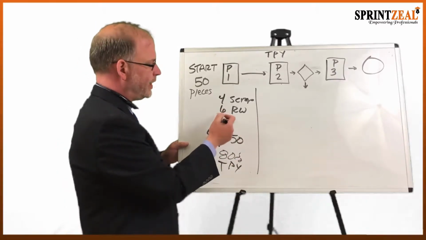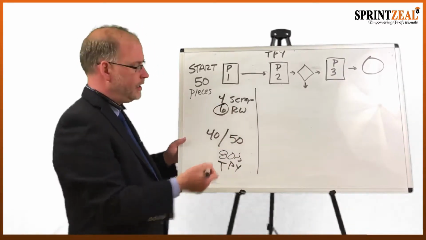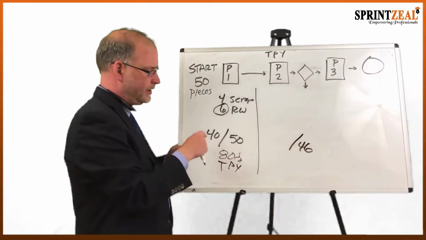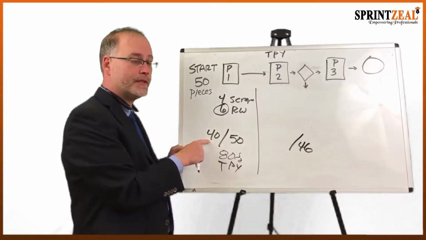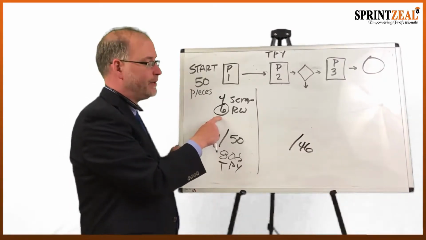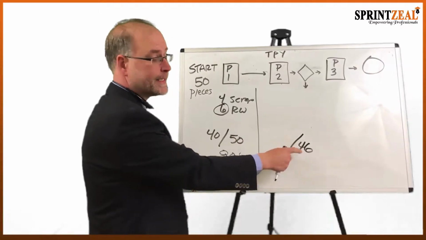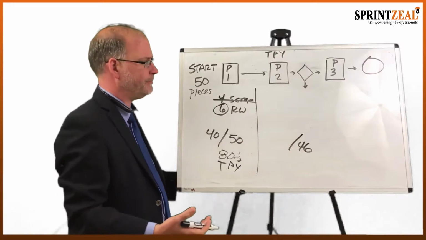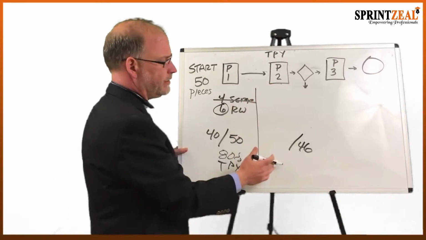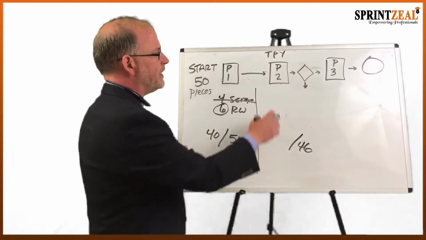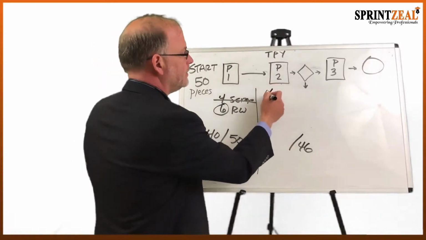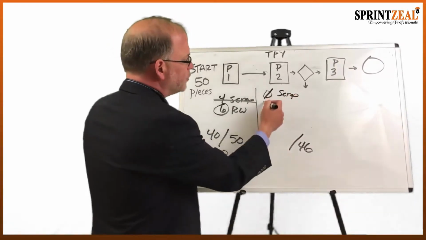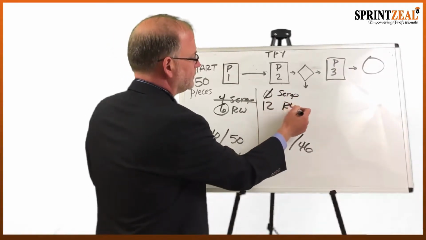However, 6 of which have to be reworked. So we know at this point our denominator then goes to 46. The 40 that made it through successfully the first time plus the 6 that had to be reworked gives us the 46. The 4 that were scrap are just trash. They're scrap. So let's say, just for example purposes, that in process step 2, none of these 46 were considered scrap. But 12 had to be reworked.